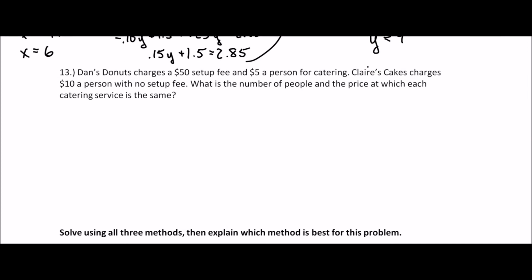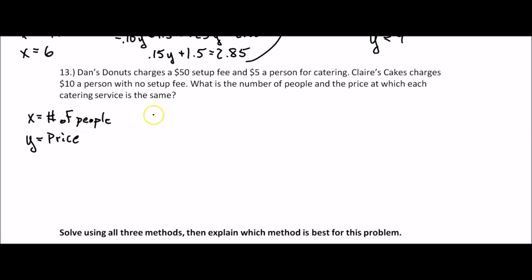This one, Dan's Donuts charges a $50 setup fee and $5 per person for catering. Claire's Cakes charges $10 per person with no setup fee. What's the number of people and the price at which the catering service will be the same? And so this one, when we kind of think about this, we need the total number of people and the total cost. Okay, so I'm going to say x is the number of people. And then y will be the price of the catering, okay?